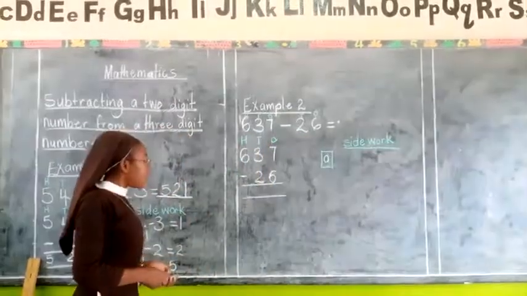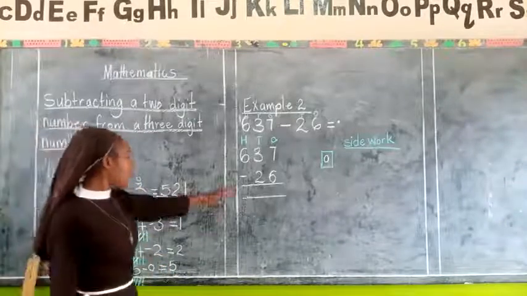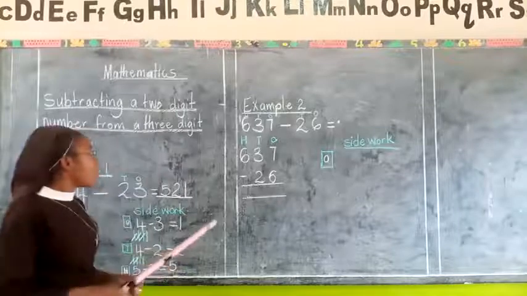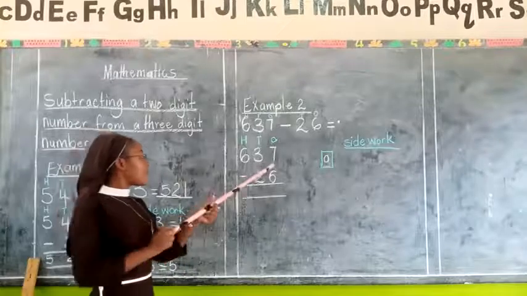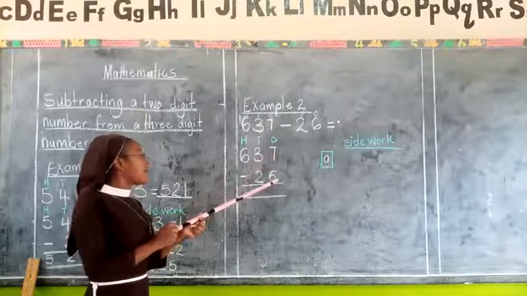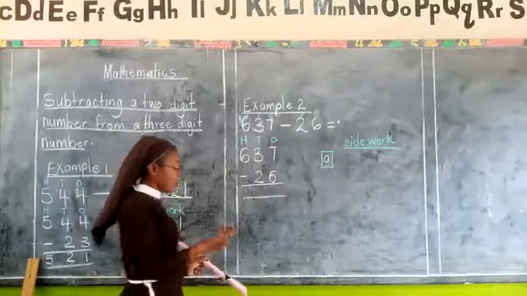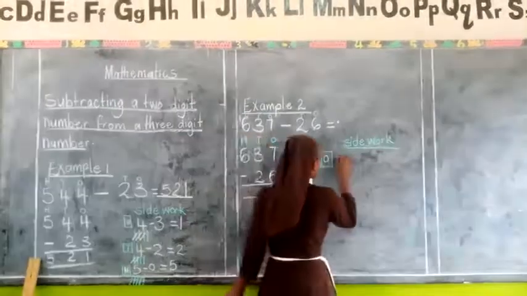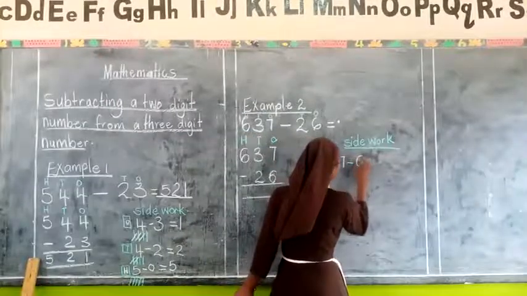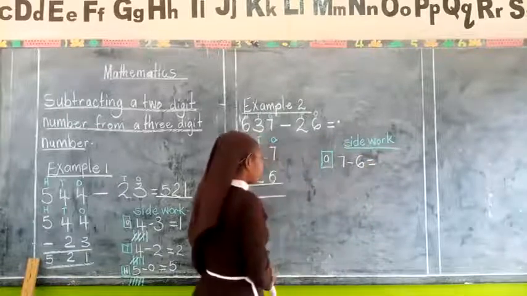And the numbers we have under the ones place value when you look at this number. Which numbers are those? We have 7 and 6. And we are supposed to take away 6 from 7. So we shall write 7 take away 6, and we draw our equal signs here.